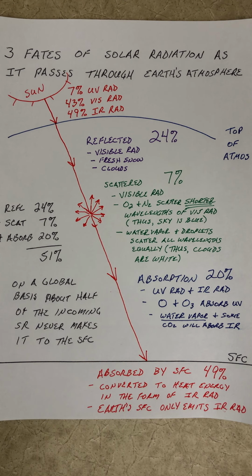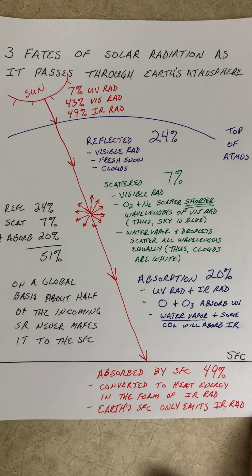The moon is the same thing. The moon only emits infrared radiation. We're able to see the moon only when the sun's visible radiation is reflected off of the moon's surface. That's what makes the moon visible to us: reflected solar radiation, the moon reflecting the sun's visible radiation.